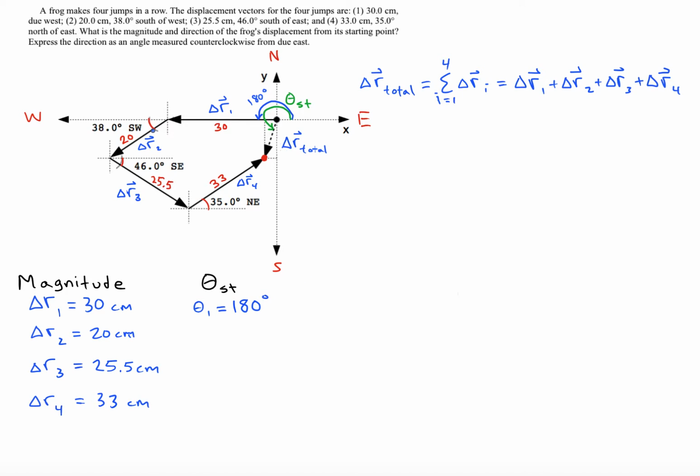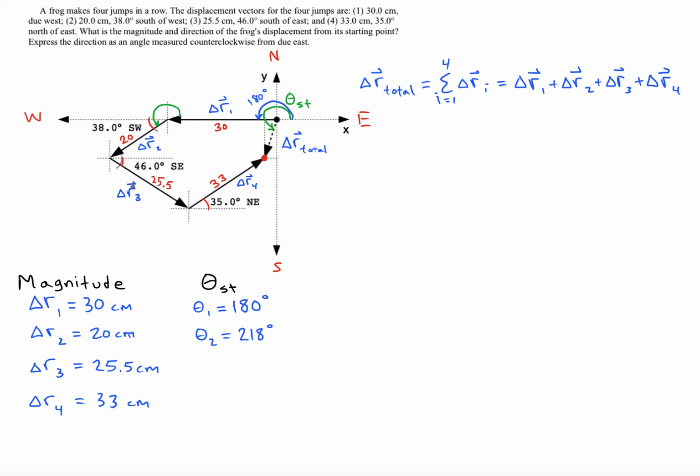Now let's find the standard position angle of delta R2. Now we have a reference angle here of 38 degrees with the x-axis, but we have to go farther than that. We have to measure our angle from the positive x direction, so we have to do this. So what will the standard position angle really be for that direction? It's more than 180. It's 180 plus 38. That's going to be 218 degrees.